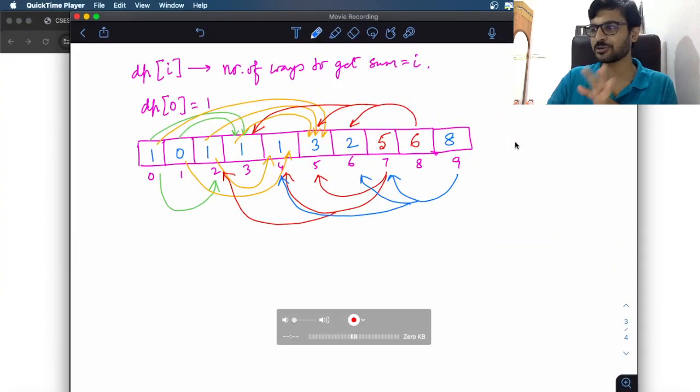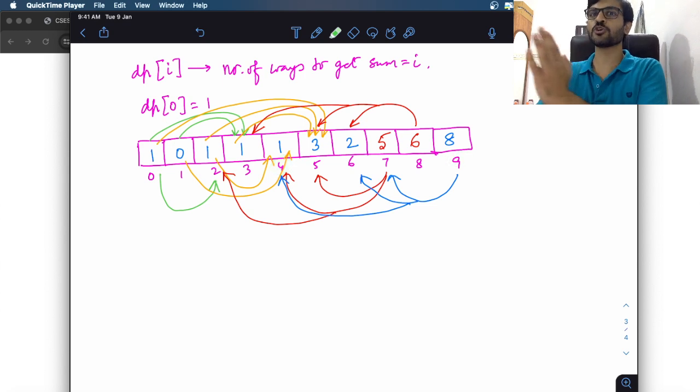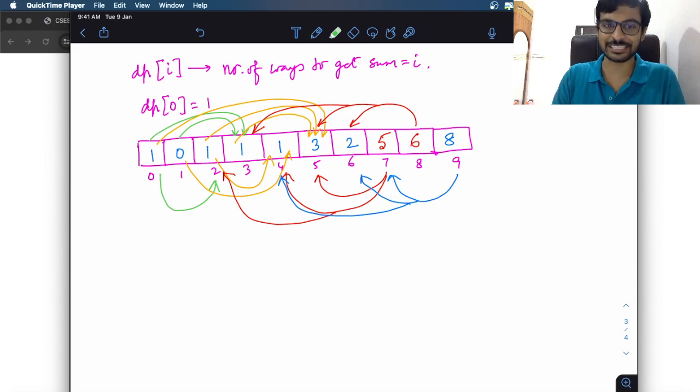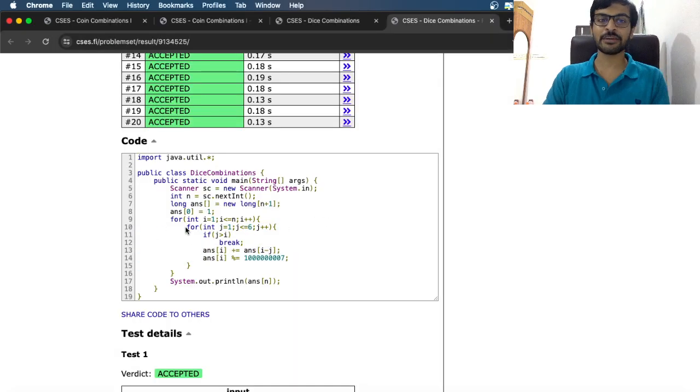Here also, we are basically doing the same thing. For each I, let's say 3, we are finding it out from the sub-problems, and then we are moving to the next problem, that is 4. And eventually, we move to 9. So we are basically saying, move from 0 to the last thing, that is the sum. So let's look over here. That's exactly what we did in the previous problem, that is dice combinations.